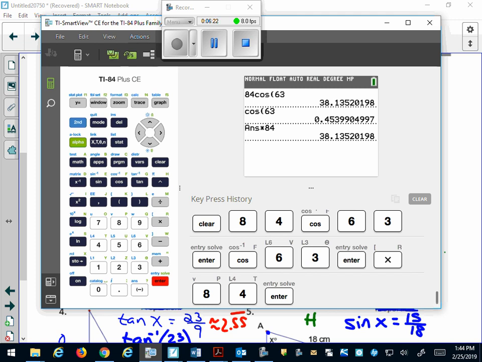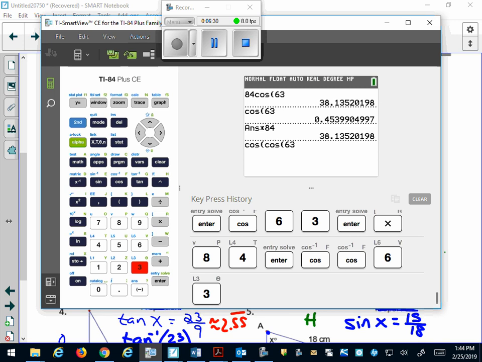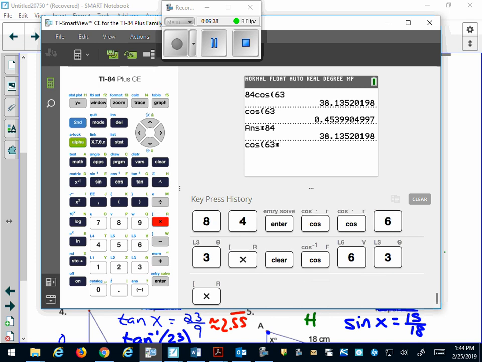Now, what you don't want to do is cosine of 63 times, oops, this calculator is very sensitive, cosine of 63 times 84. What would your calculator actually be doing here? 63 times 84, which is going to be a huge number, and then it's going to try to find the cosine of an angle with that degree. This doesn't end in the right answer, right? So you've got to be really careful that you're doing cosine of 63 as a number times 84.